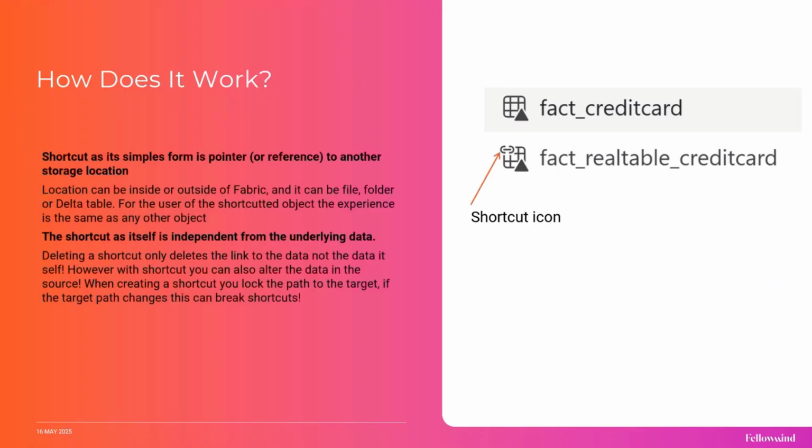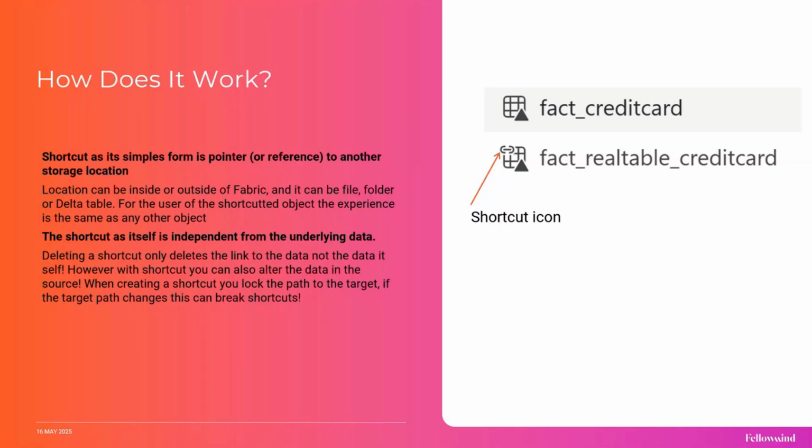So the first thing you need to know is how to differentiate between a shortcut and a real table. This also works with files, but you can see there is this little, I would say, chain icon. It's quite small, so have your eyes open for that. But that tells you that, okay, this is now a shortcut and not a real table.